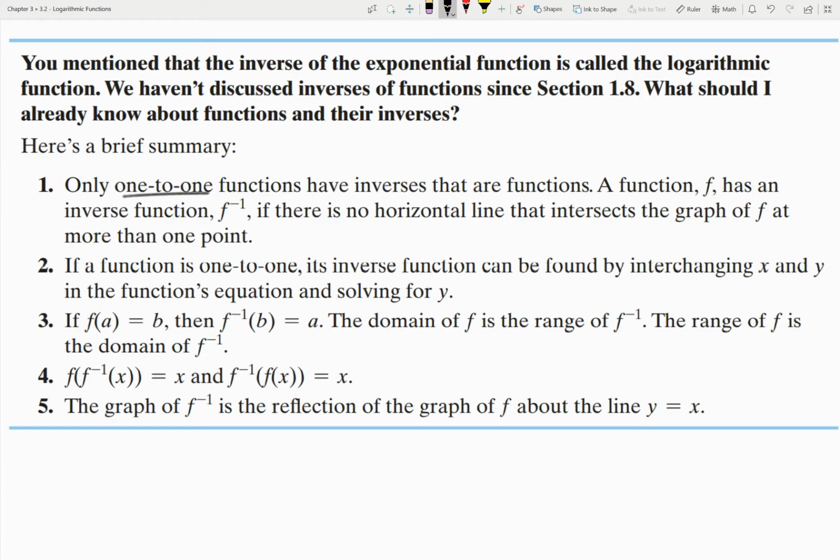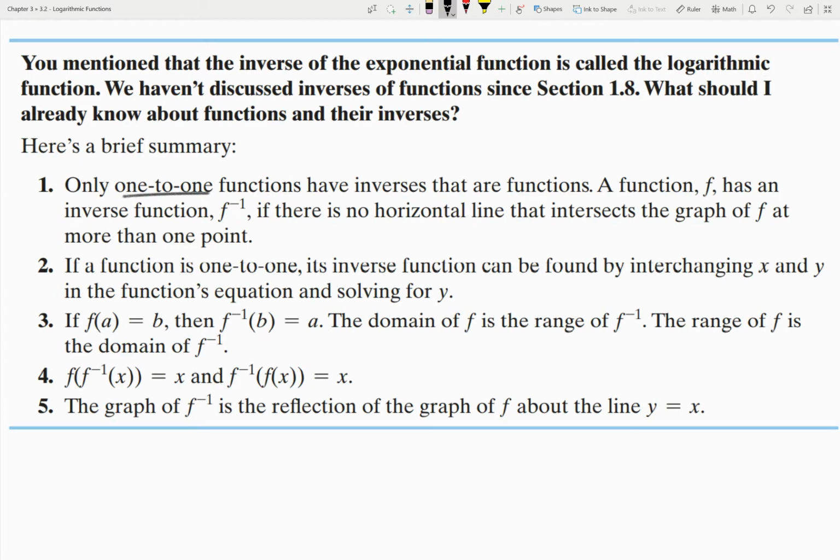Okay, so that means that in order for a function to be one-to-one, every input must be different. That's what makes it a function. And every output must be different. That's what makes it a one-to-one function. If a function is one-to-one, its inverse function can be found with the switch and solve strategy. Switch x and y, solve for y.